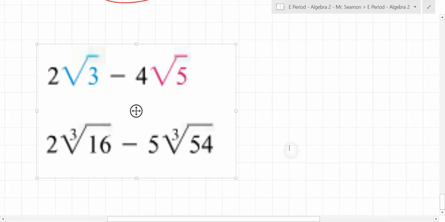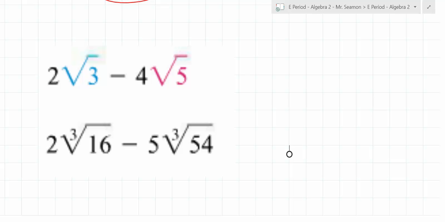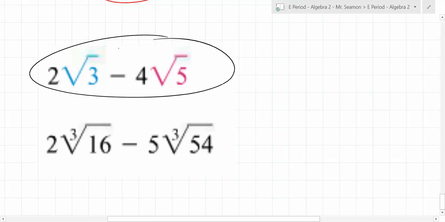So let's try 2 root 3 minus 4 root 5. What do you think? I like the shaking of heads. Can you go any further? No. 5 is a prime number, 3 is a prime number. This right here, there's nothing you can do to simplify. That is most simplified. So don't force it. Remember, if you have a hammer, you don't need to put holes in the sheetrock.